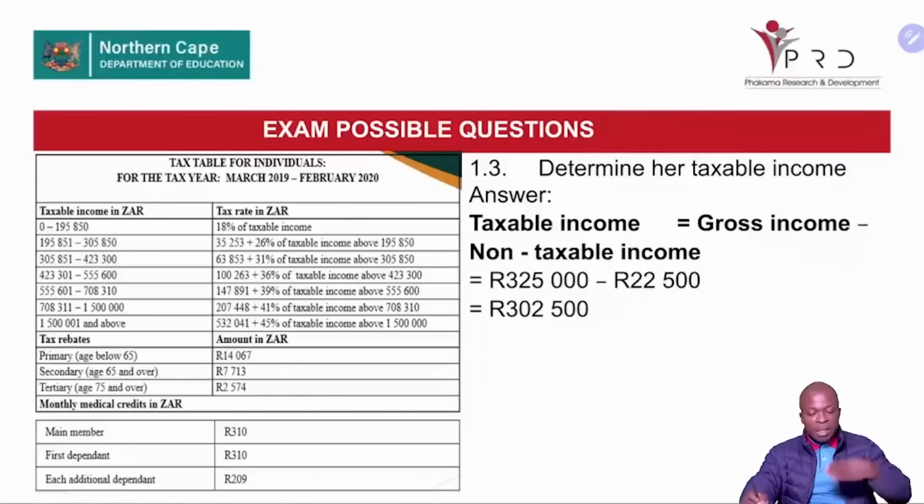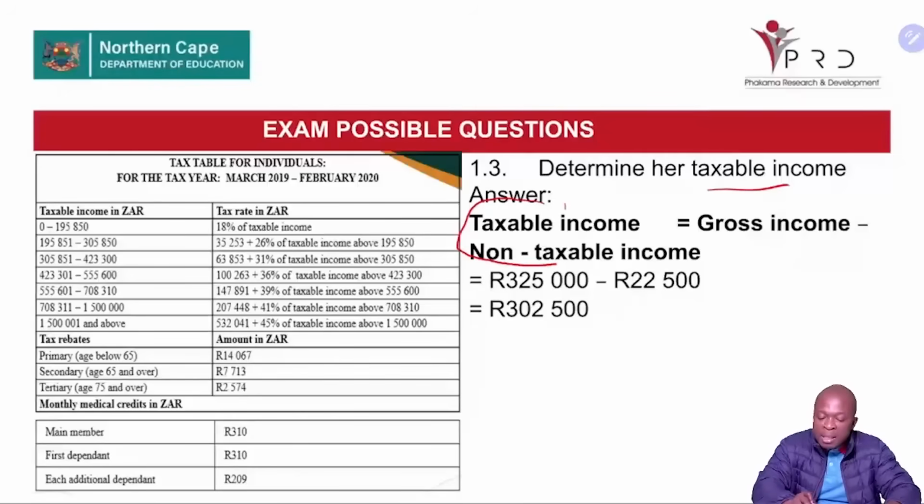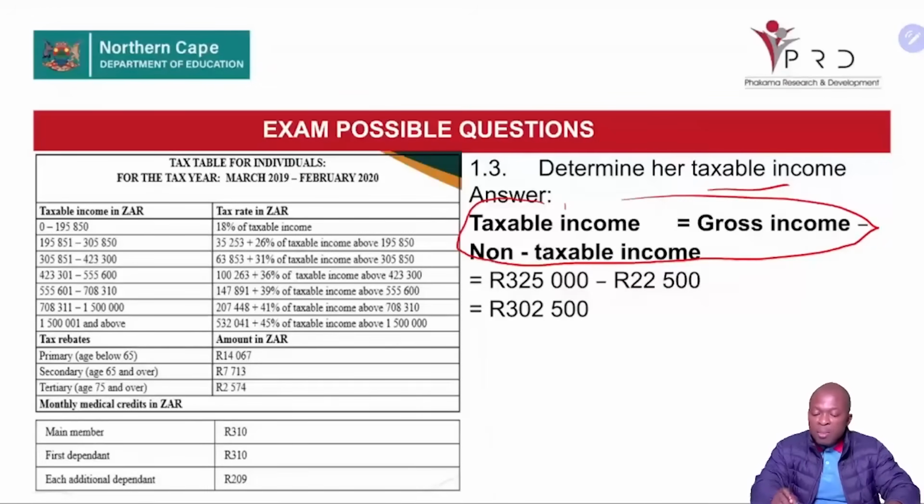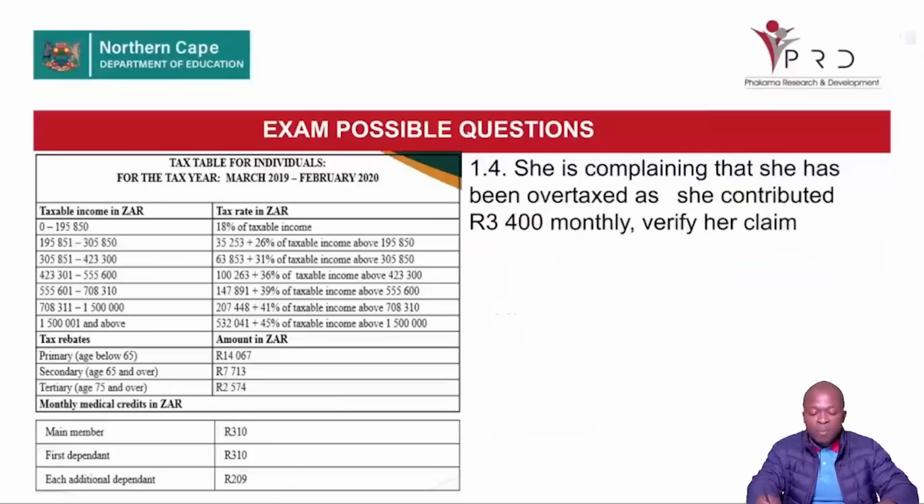So therefore, let's get to the next question. Determine her taxable income. Most of the time in the exam, the examiner will give you this formula. Taxable income is the gross income minus non-taxable. Non-taxable income is the pension fund, like donation, like wear and tear. Those are non-taxable. So remember, Tatu was now getting 325,000. She had to pay pension fund of 22,500. We subtract, meaning the amount which she must pay tax on is only 302,500. So let's look at the next question then.